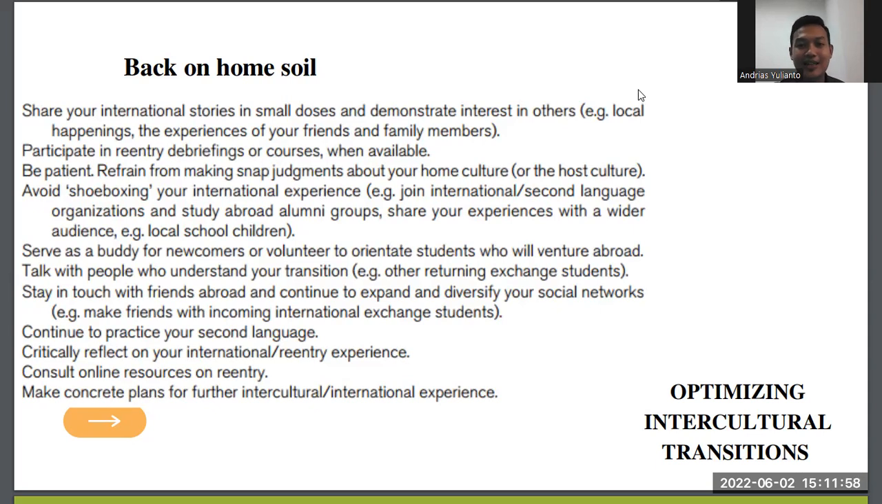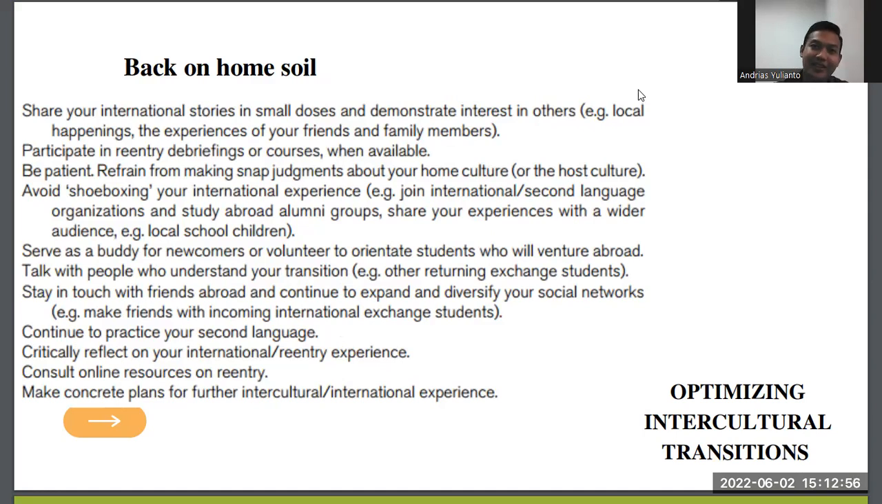Join international or second language organizations and study abroad alumni groups. Share your experience with a wider audience, local school children, for example. Serve as a buddy for newcomers or volunteer to orient students who will venture abroad. Talk with people who understand your transitions, other returning exchange students. Stay in touch with friends abroad and continue to expand and diversify your social networks. For example, make friends with incoming international exchange students. Continue to practice your second language. And critically reflect on your international re-entry experience. Consult online resources on re-entry. Make concrete plans for further intercultural international experience.